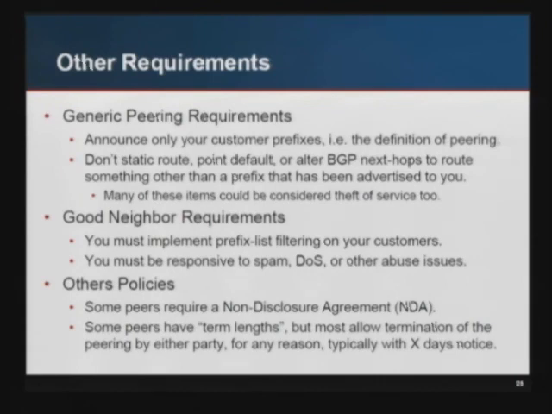So some peers will have a term. Let's say we will review this contract once a year. But most, probably the vast majority of them, have termination clauses where they say this peering can be terminated by either party for any reason, typically with X days notice. Like that might be 30 days. You come to a point where the peering relationship no longer makes sense, there's no longer mutual benefit. You need to give the other party some time so they can prepare, but at the same time you can't necessarily be bound to keep this peering relationship up forever if it doesn't make sense for you.